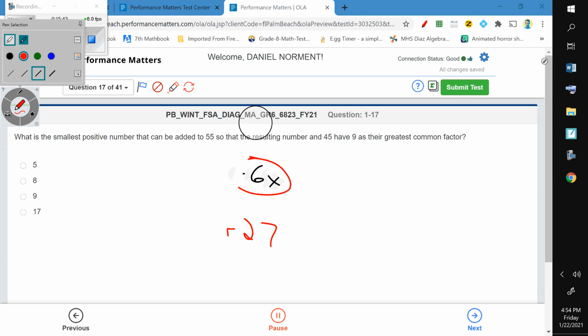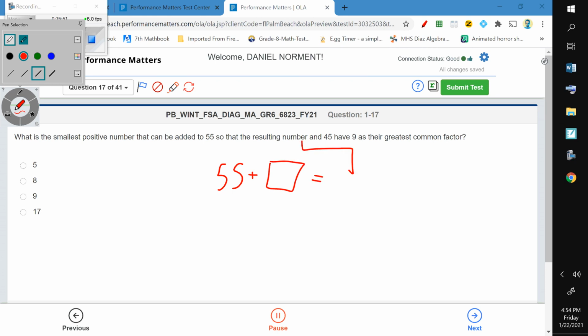What is the smallest positive number that can be added to 55 so that the resulting number and 45 have 9 as the greatest common factor? Well, if I add 5 to this, I get 60. Is 9 a factor of 60? No, it's not.